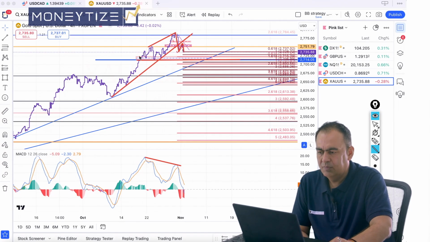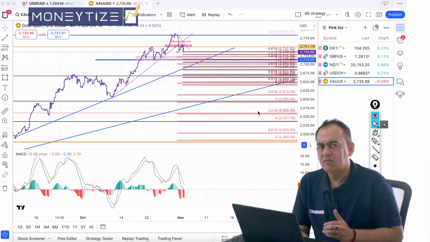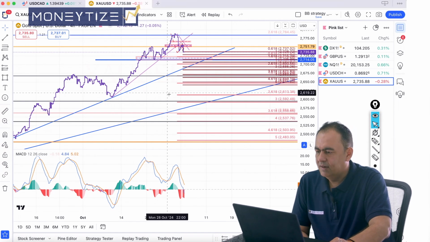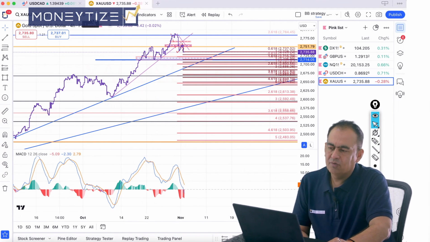I got a duplication zone when I've applied fib extension in the downward direction on the lower time frame, and the zone is around 2714 or 15. So I'm expecting that gold will reach at least 2715 in the coming days, or it can go even lower. It all depends on the outcome of the election and how dollar index is going to behave.